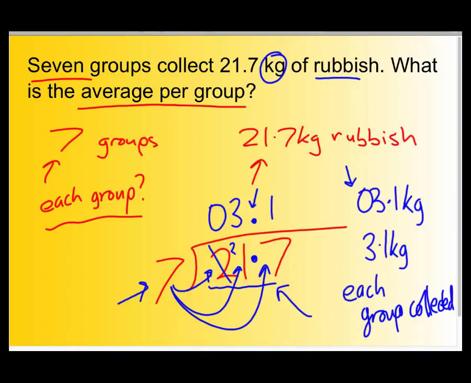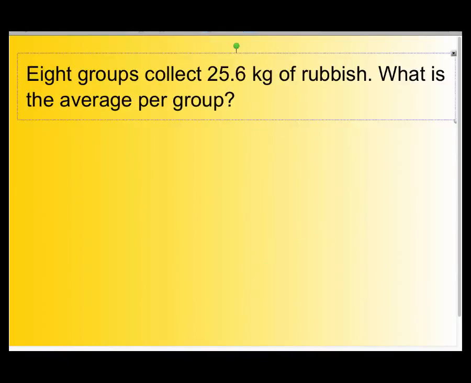All right. Let's see if you can have a go by yourself at the next sum, and then I'll show you what you should have done. 8 groups collect 25.6 kilograms of rubbish. What is the average per group? Okay, have a look at how I did the other one. It was a division one, wasn't it? So perhaps you can just have a go at this one now, and let's see how you go. So pause me.